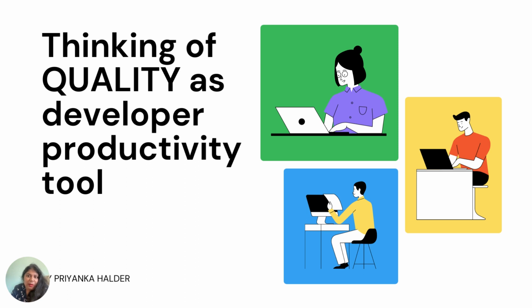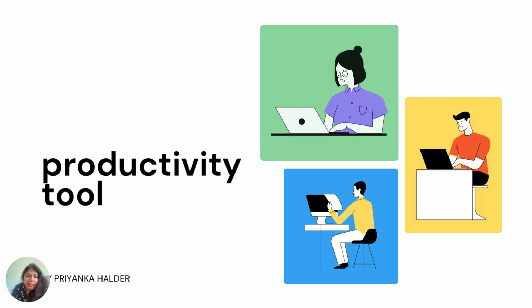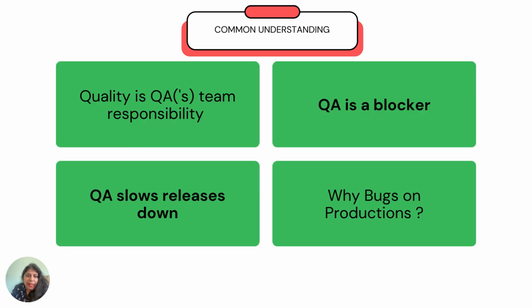How can we think about quality as a developer productivity tool? How many of us have heard these cliche points where people say, oh, QA is a blocker, QA slows down releases, quality is the QA team's responsibility. Why is there a bug in production? I think 100% of us have heard this somewhere or other in our career, right?